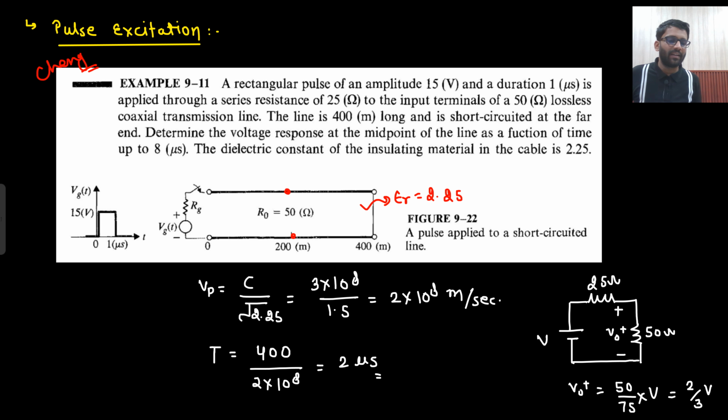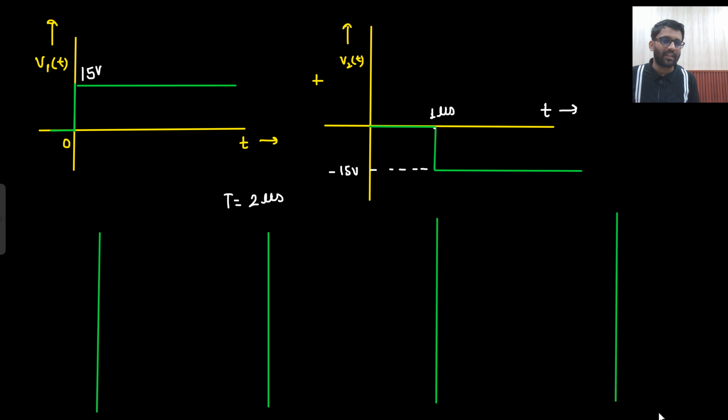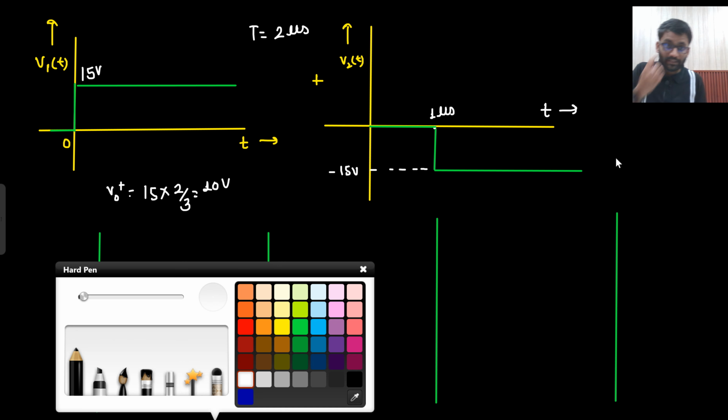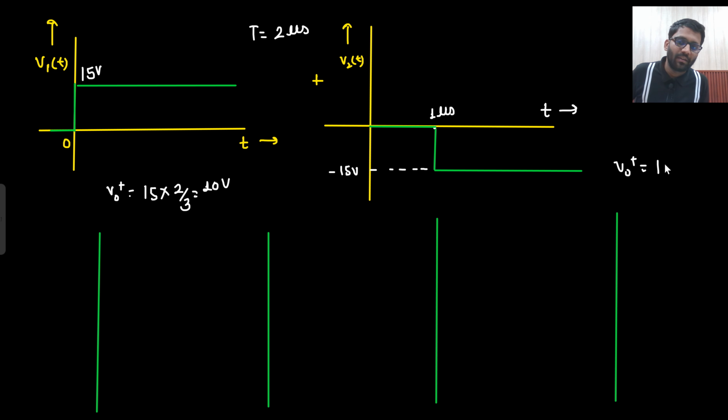So when 15 is applied, you will start with V naught plus equal to 15 into 2 by 3, that would be 10. This transit time I will write here. And for this case my V naught plus will be minus 15 into 2 by 3, that would be minus 10 volt. So here I will be getting started with 10 volt and here I will be getting started with minus 10 volt. Gamma L, gamma G also I need to write.